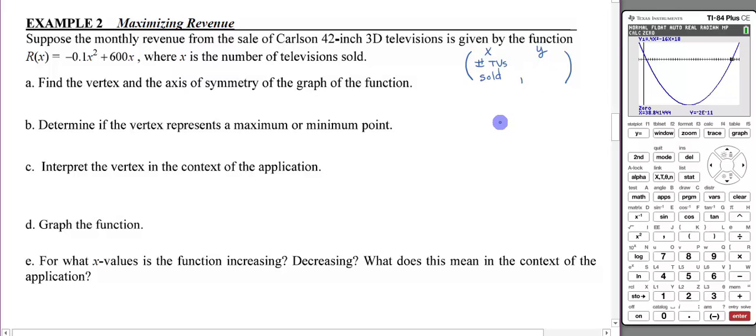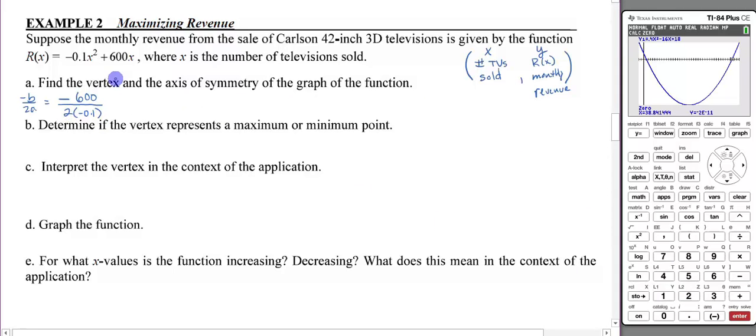And on y, y is our r of x, and it's the monthly revenue. So we're supposed to find first the vertex and axis of symmetry. The vertex can be helpful if we use the vertex formula on this one, since we have fairly large numbers. So we're going to do the opposite of b. Remember, it's negative b over 2a. So the opposite of b divided by 2 times a.